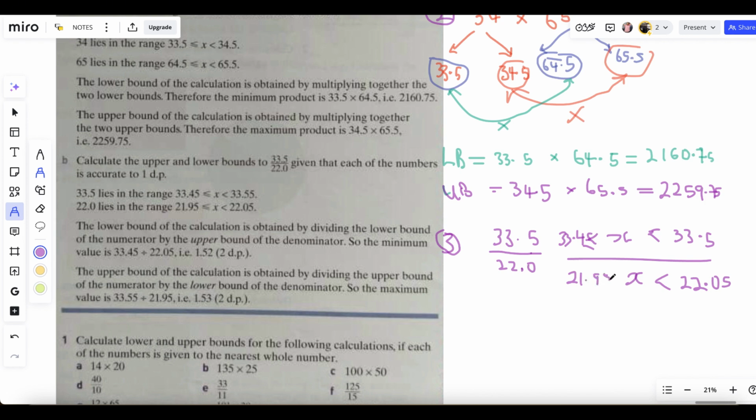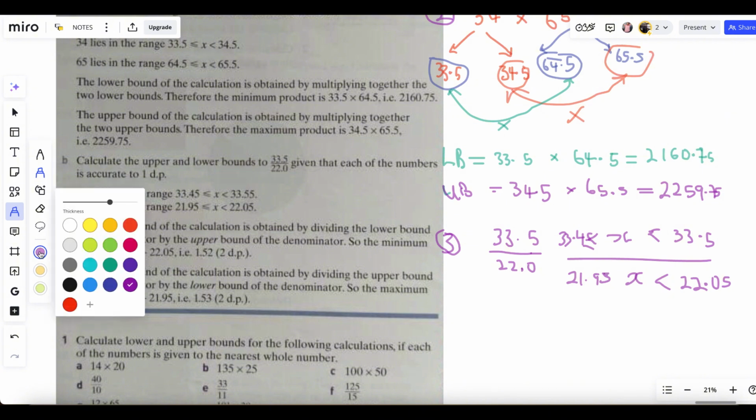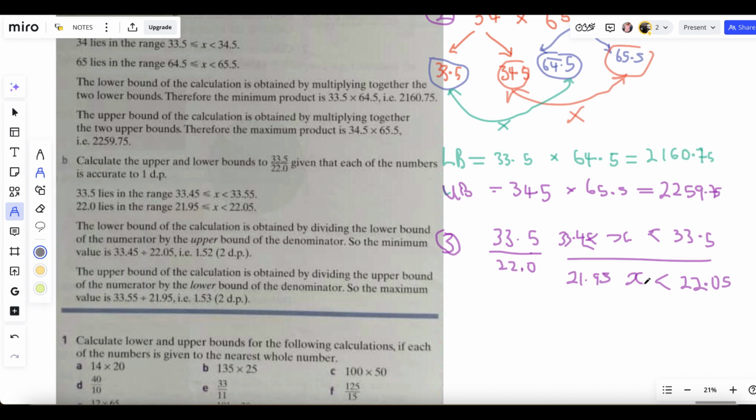So now the trick for division, which is different from what I said before. When you are doing division, if you want the upper bound, UB, you take the upper of the numerator, divide by the lower of the denominator. Please pay attention. So meaning like this, we're going to do it like this.